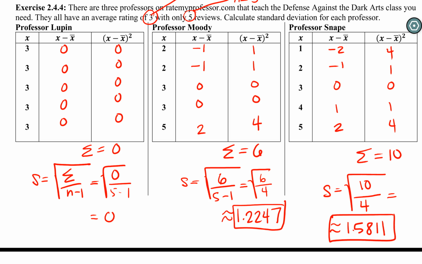So we can kind of see as you move across here from left to right, we're going from something that is no spread at all to a little more spread out to very spread out. And you can see the same thing happening in our measures of spread using the standard deviation.